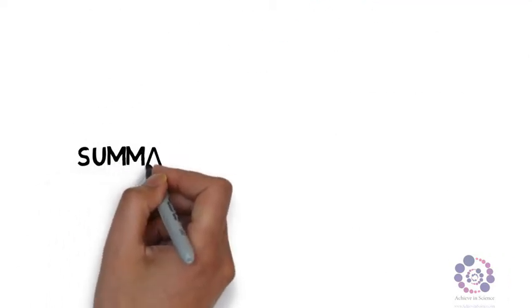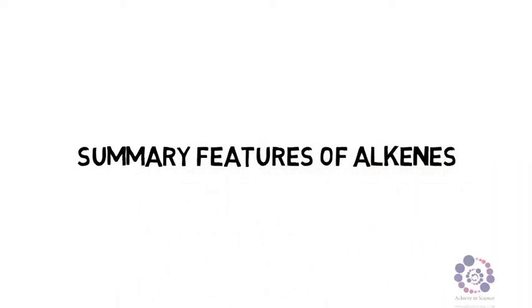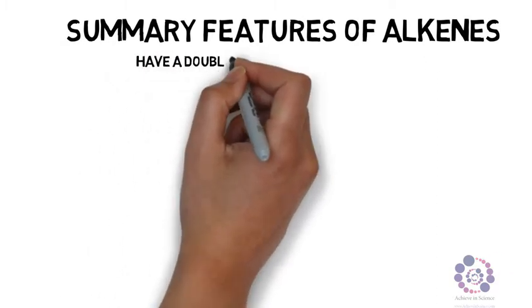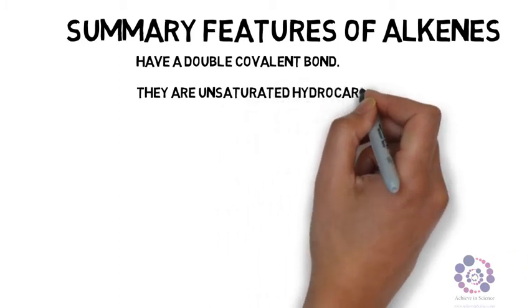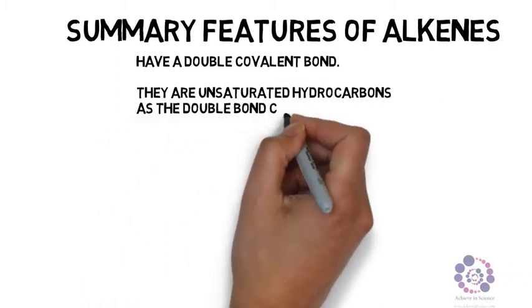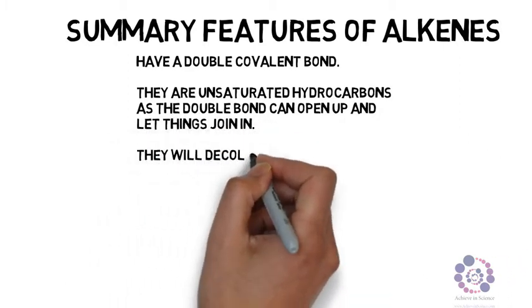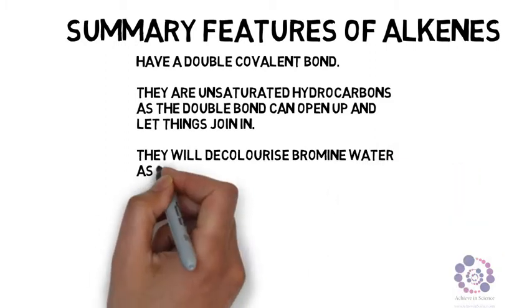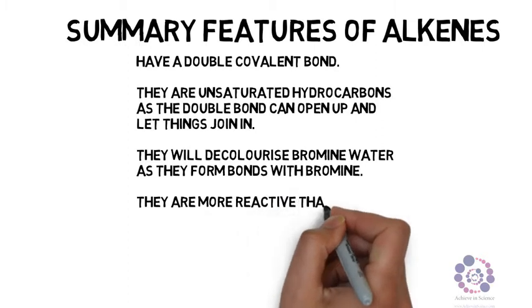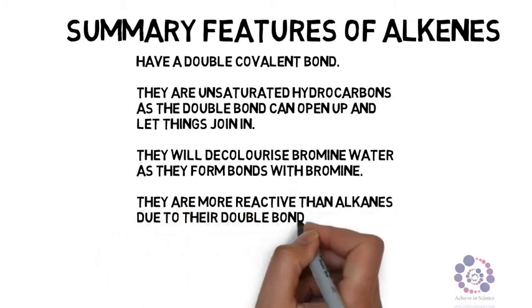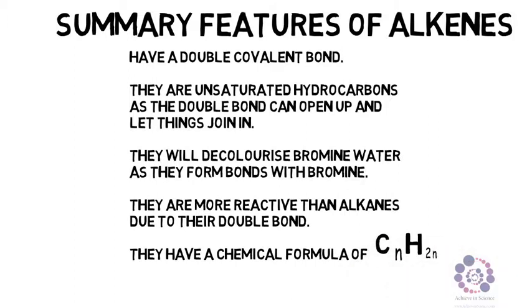So in summary, alkenes have a double covalent bond. They are said to be unsaturated hydrocarbons, as the double bond can open up and let things join in. They will decolorize bromine water as they form bonds with the bromine. They are more reactive than alkanes due to the presence of the double bond, and they have the general formula of CnH2n.